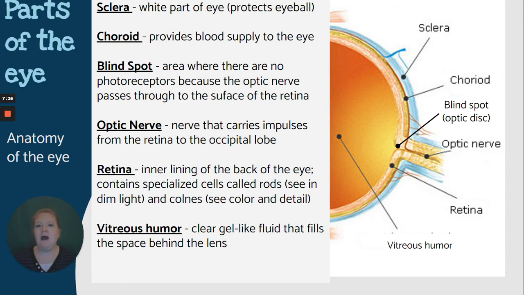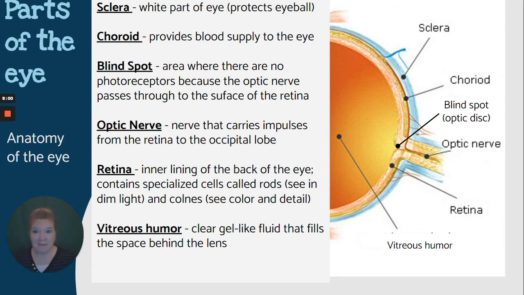Okay. The blind spot is the area where there are no photoreceptors, and it's at the back of your retina. And the optic nerve passes through to the surface of the retina. So all those cells of the retina converge, form the optic nerve, and that spot where the optic nerve is formed is the optic disc or blind spot. The optic nerve is the nerve that carries impulses from the retina to the occipital lobe of your brain.